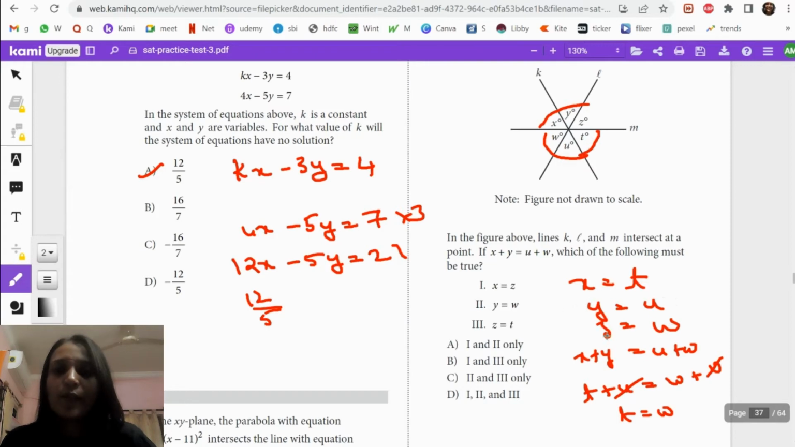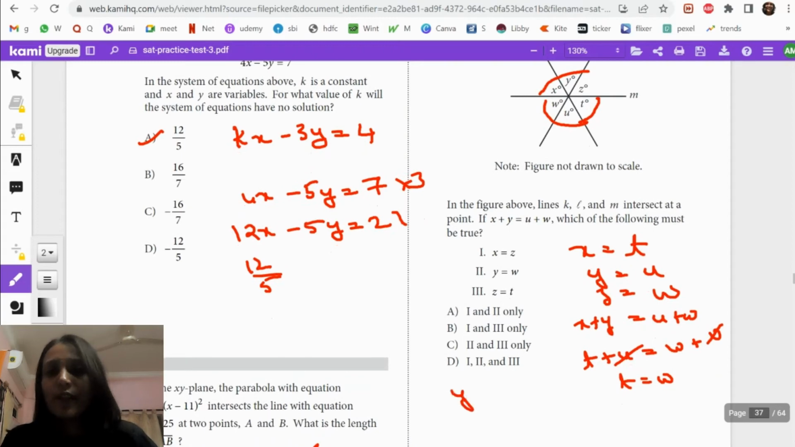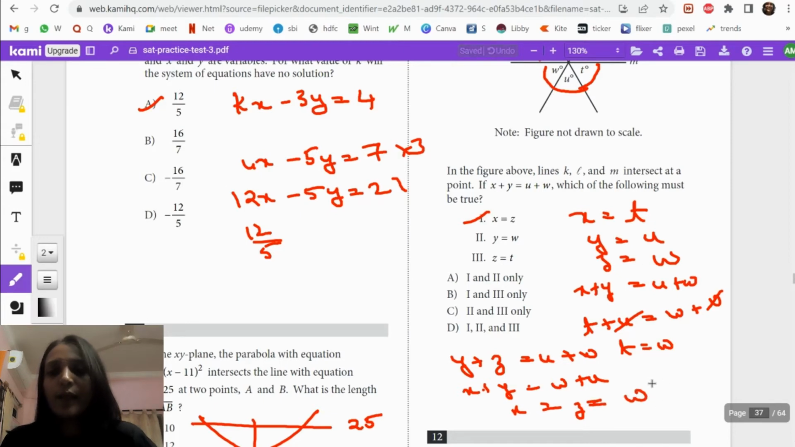U plus W is also equal to Y plus Z. So let's try that. Y plus Z is equal to U plus W. And over here we have X plus Y is equal to U plus W. So if we subtract these two, Y gets cancelled, and we get X is equal to Z, which is the first option. If we have X equal to Z, let's see, that would also mean x is equal to w.